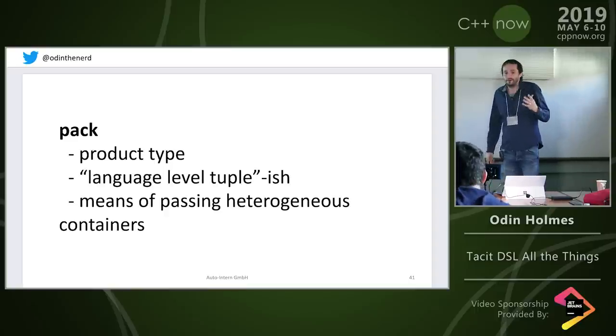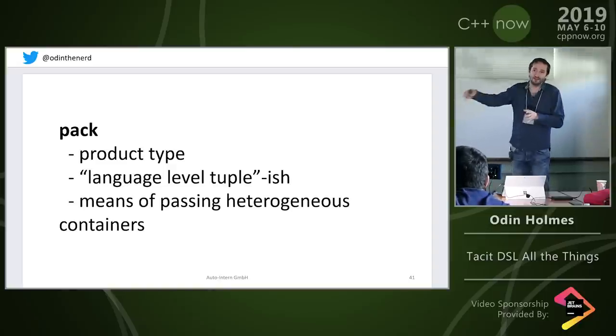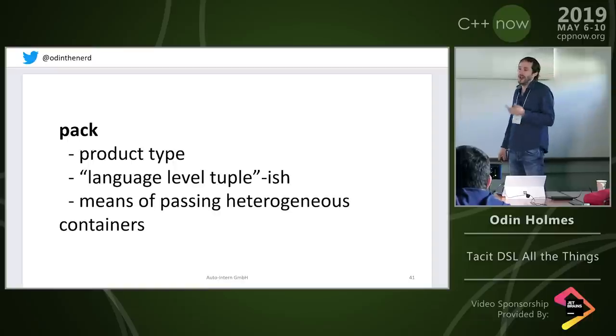a product type, meaning the sum of all states that it can be in is the product of all the states that the aggregates can be in, right? So if I have a pack of unsigned and bool, well, that's max int of unsigned plus one, times two, right?